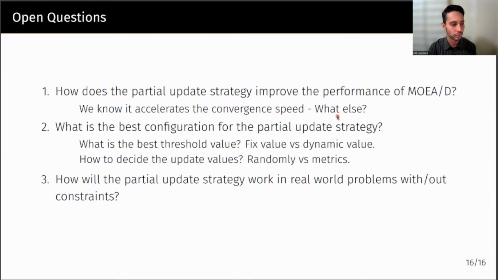Okay. About the second point, how would you compare those different scenarios? For example, you talk about the threshold, fixed value, dynamic value. How do you compare algorithms that have those different characteristics? Could you talk a bit about this?